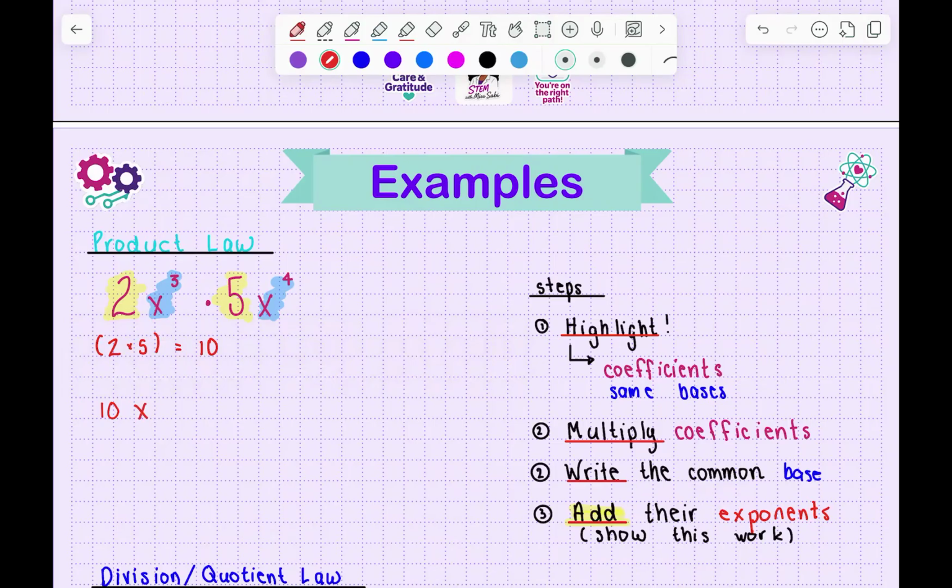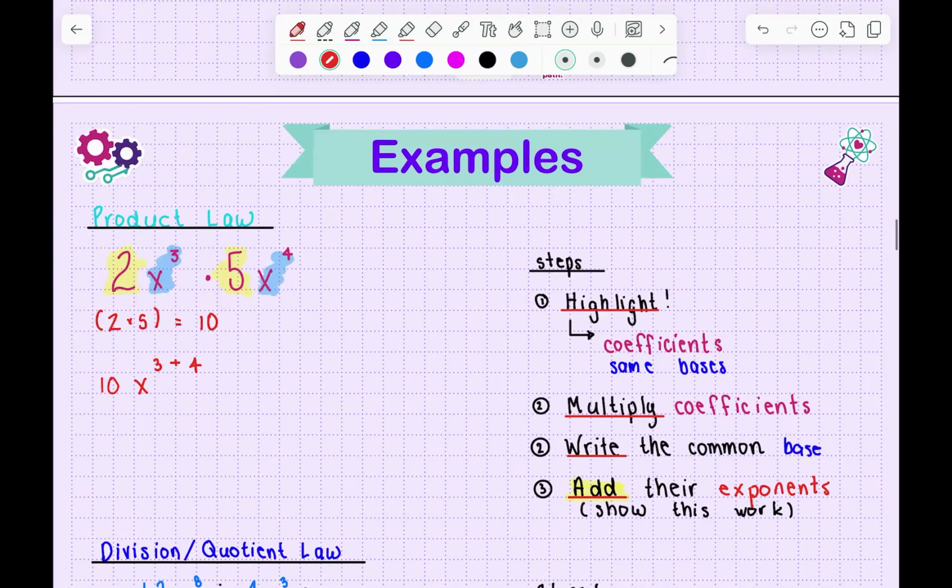And then it says add their exponents. The exponent of the first one is 3. The exponent of the second one is 4. So I'm going to do 3 plus 4. And I want you to show this step, okay? In grade 9, especially in Quebec, when they're introducing this topic, they want to see that math that happens. They don't want to see that you just wrote it like that. They want to see that you understand the laws and they want to see all those steps, okay?